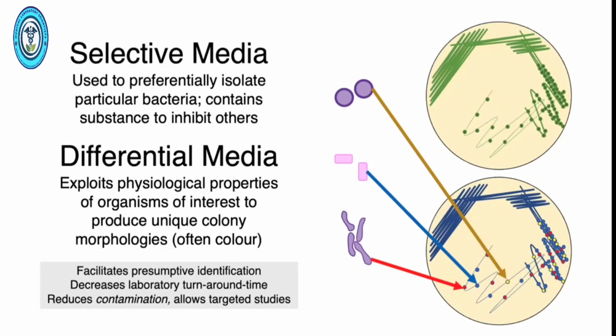This presumptive identification decreases laboratory turnaround time in order to ID our bacteria, which is a critical step in any diagnostic or research application. Finally, selective and differential media are really useful for reducing contamination. So particularly in a research context, it allows targeted studies. It allows us to isolate only the bacteria we're interested in from our research samples.